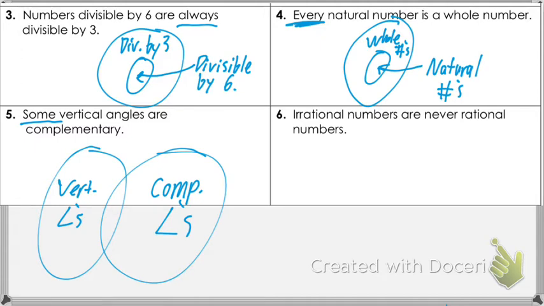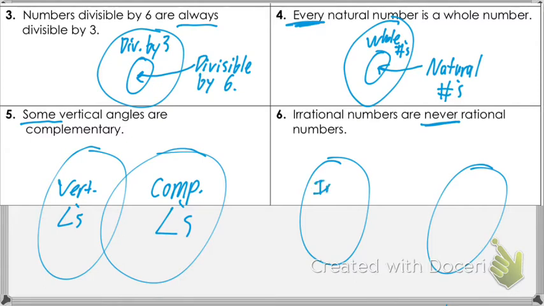Number 6, irrational numbers are never rational numbers. That means that there's going to be no overlap, they are completely separate. One of these is our irrational numbers, and the other one is the rational numbers. They're completely different categories.